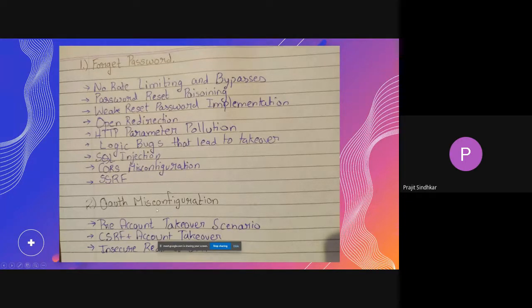And similarly, second functionality, move to the second functionality, OAuth misconfiguration, then think what you can find here and write it down and find them. Okay. Similarly, many functionalities are there. Just make a list and try to check them one by one, so that you won't miss any bug, and as well as it will increase your efficiency in finding them.